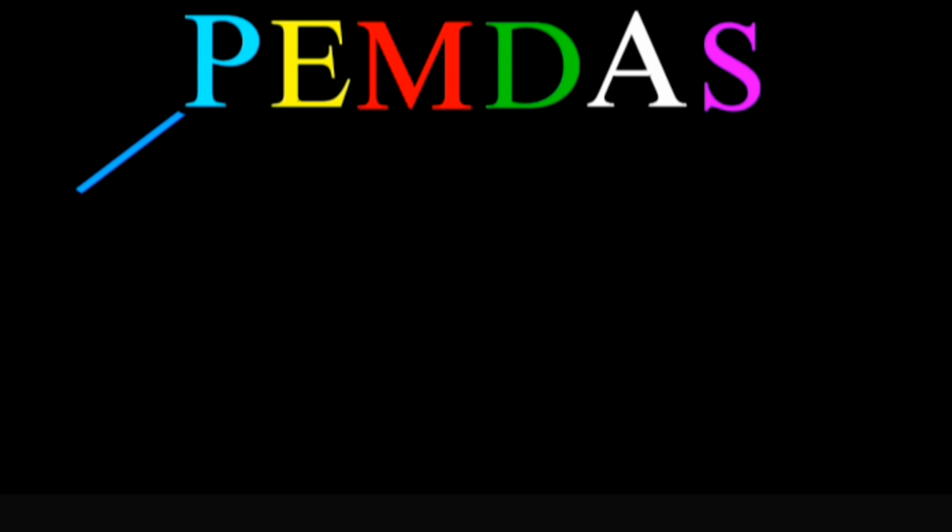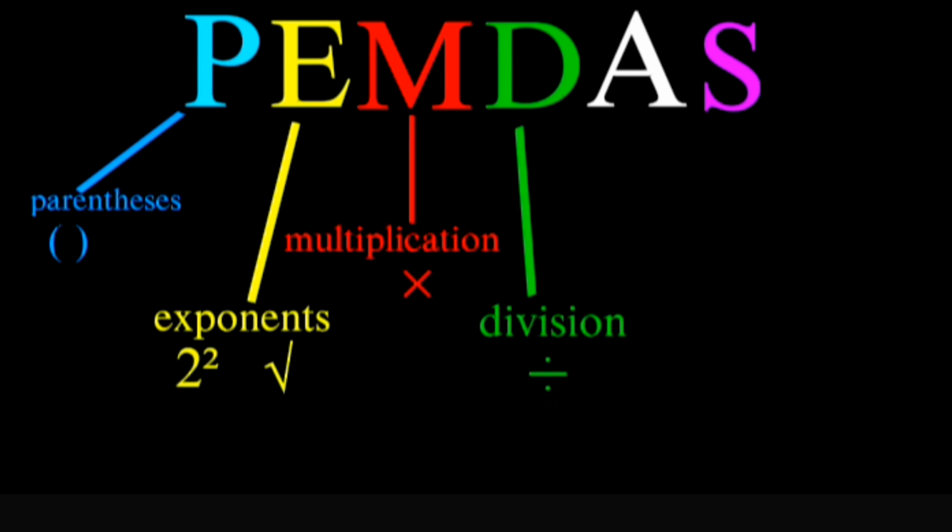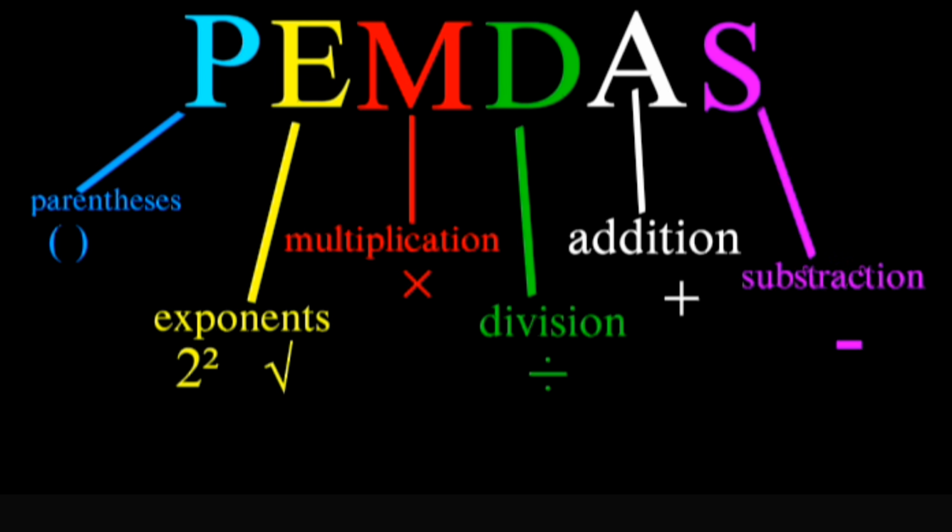P stands for parentheses, E stands for exponents and roots, M stands for multiplication, D stands for division, A stands for addition, and S stands for subtraction. According to PEMDAS, in any mathematical expression, we first calculate parentheses, then exponents and roots, then multiplication and division, and finally addition and subtraction. Remember that multiplication and division have equal priority.